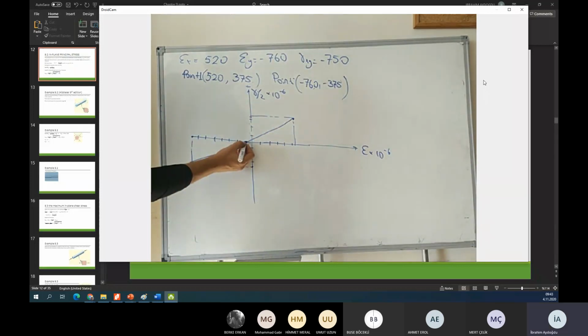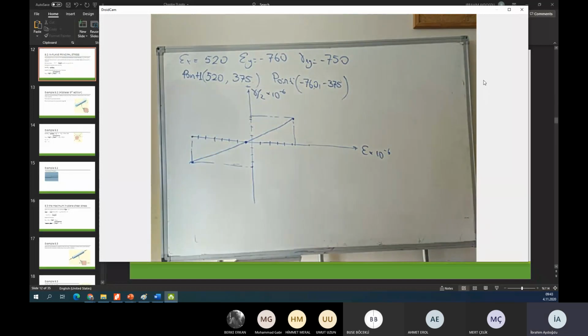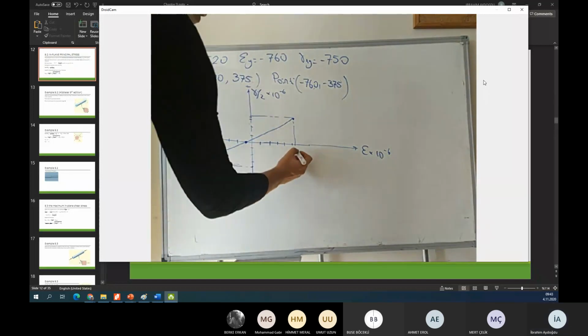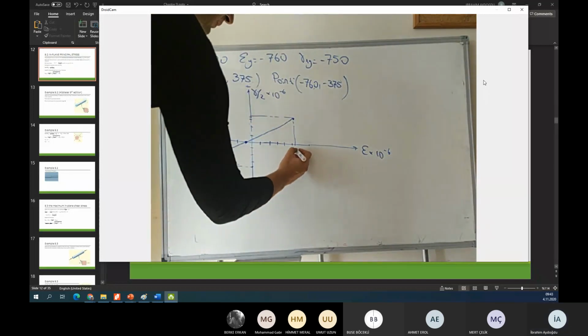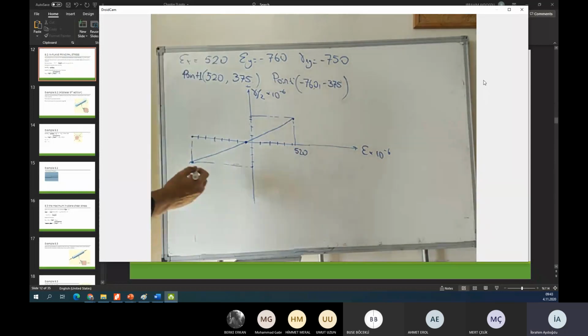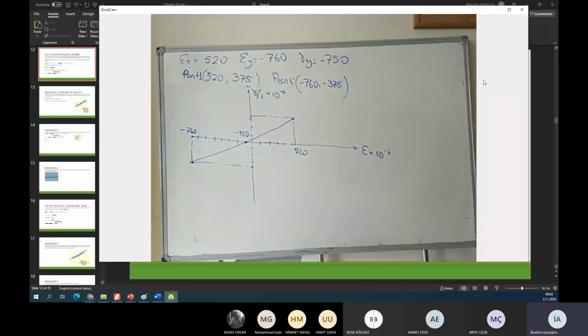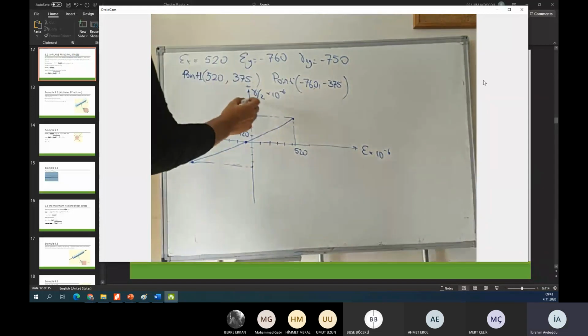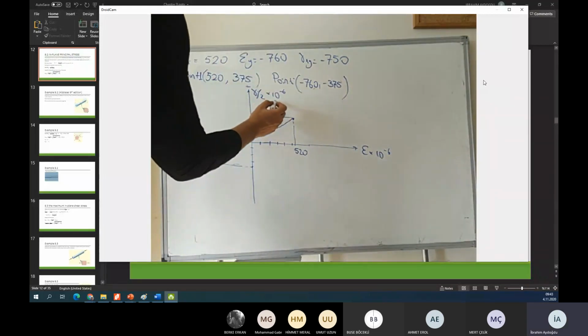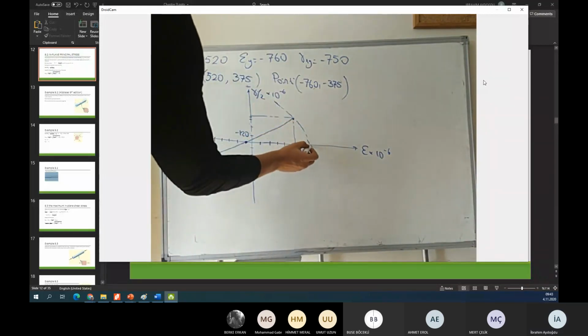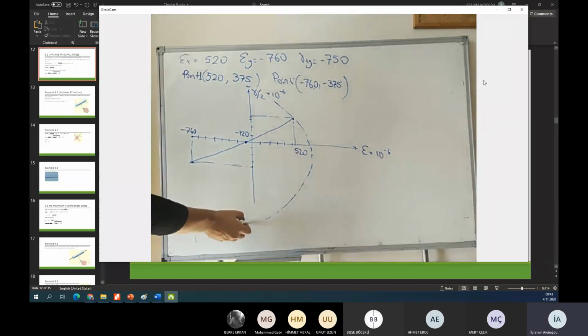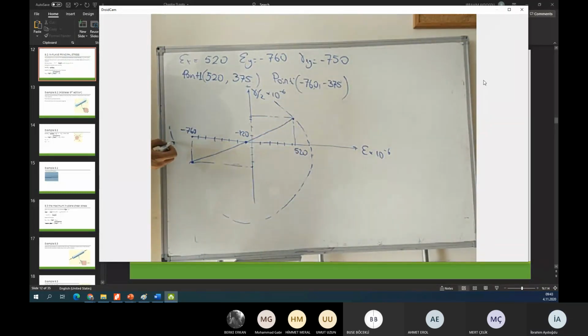This is the centroid. So you know this is 520 and this is minus 760, so the average of these is minus 120. Okay, and I want to use the Mohr circle, this big circle.